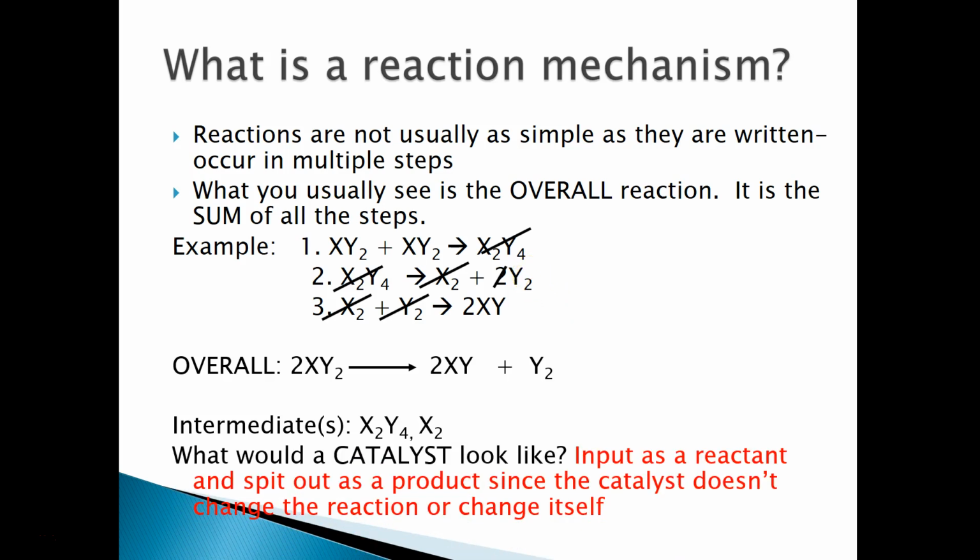Now, what would a catalyst look like? A catalyst is something that we add to a reaction whose only function is to lower the activation energy and produce a faster rate. The catalyst itself is not changed during the reaction. So it'll cancel out because it'll be on both sides of the equation, but it's a little bit different than an intermediate, because instead of being produced in one step, it'll actually be something that we add. So we'll see it as a reactant, and we'll also see it spit out as a product.